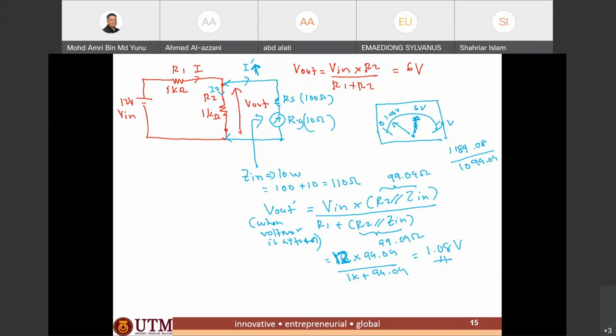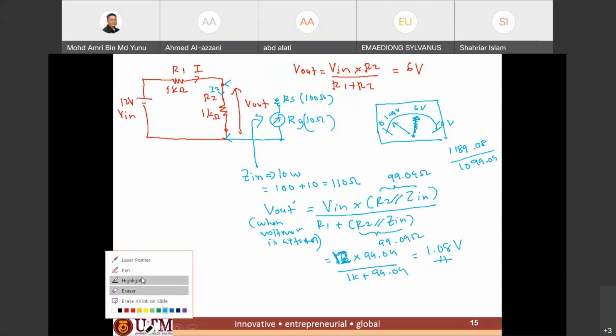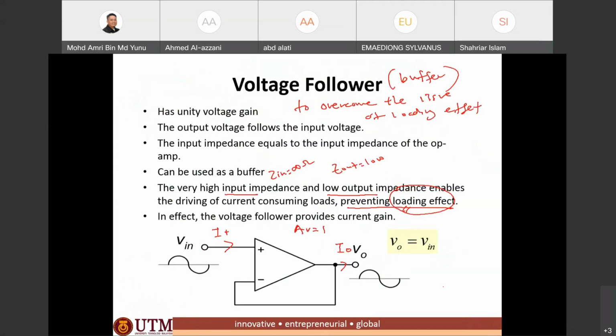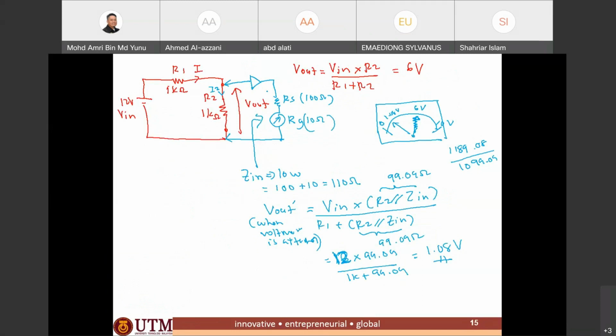So in this case, how do we overcome it? One way is by using a buffer. So what you can do is put the buffer here. What's the buffer circuit like, right?